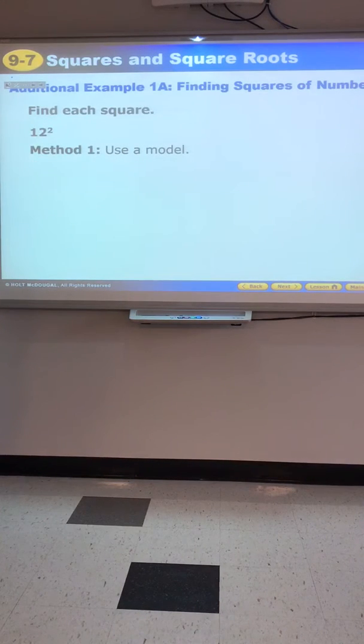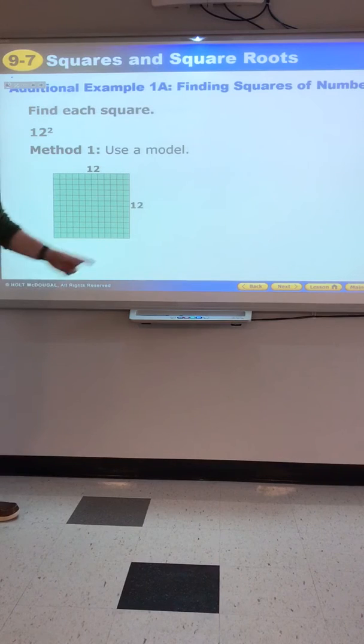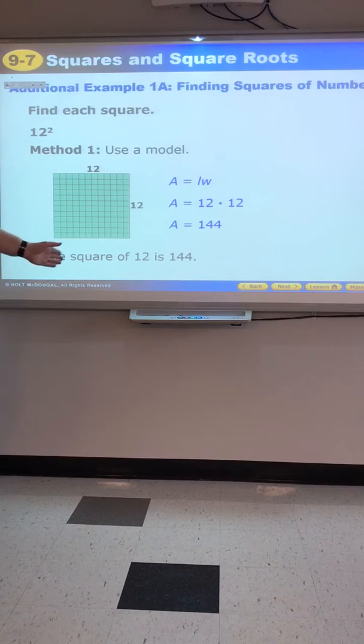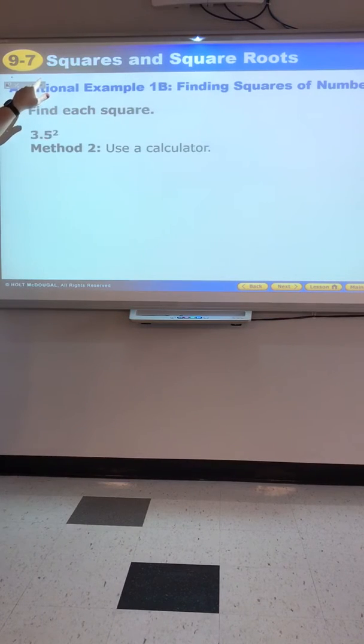So, find each square. 12 squared means 12 by 12. In a 12 by 12 square where we have 12 as the length on each side, we get 144 squares. So 12 squared is 144. You can count them all if you want. Remember, you can pause the video and do that. We're not waiting for you. All right, so the square of 12 is 144.